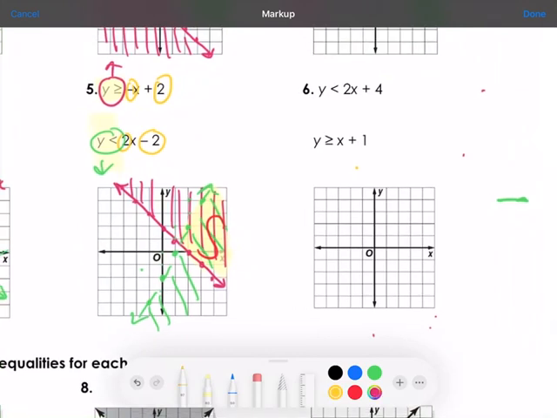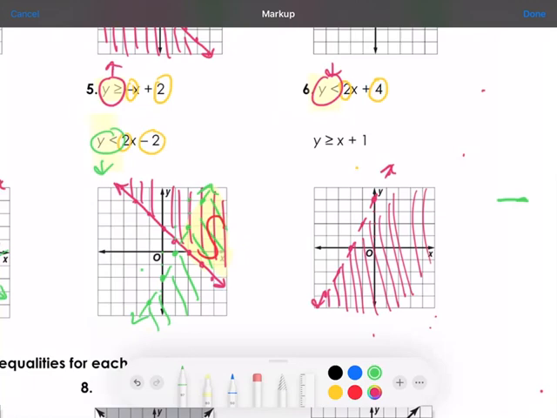Number 6, y is less than 2x plus 4. My intercept is 4 and my slope is 2. So I'm going to start up here, 1, 2, 3, 4, and go up 2 over 1, which takes me off the graph. So to continue that line, I've got to go back up, go down and over this way. Since y is less than, this is going to be dotted. And since y is less than, I'm going to shade down.